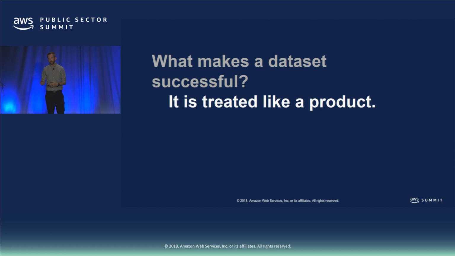When I tell people, even at Amazon, what I do, they say, well, that's easy. You just upload the data to S3, right, and you're done. Yeah, not exactly. So data sets that are really successful are treated like a product. And so what does that really mean?